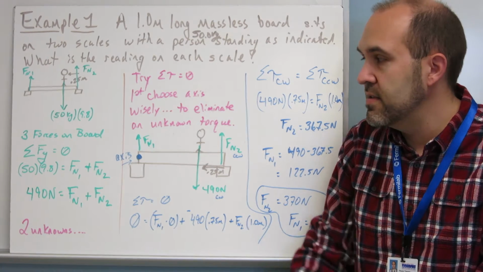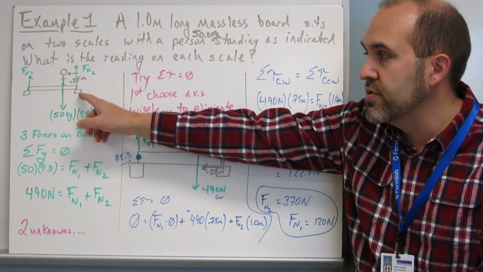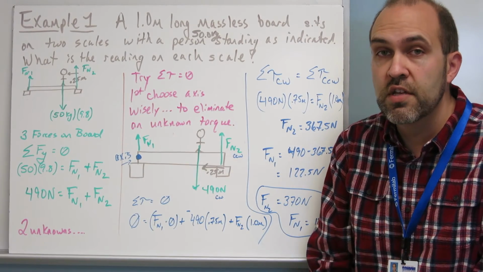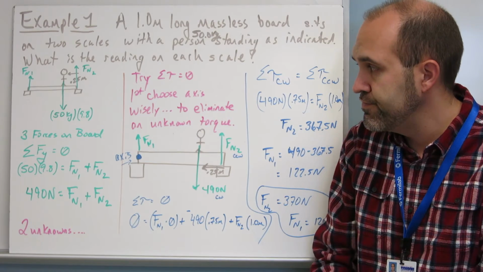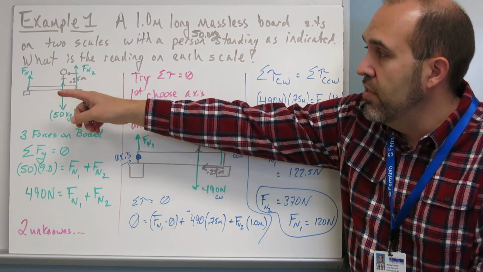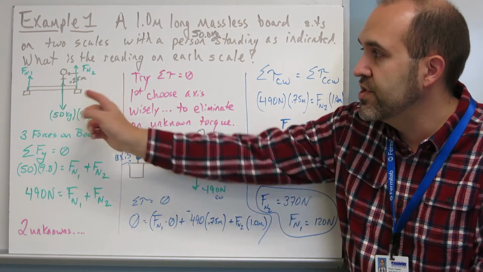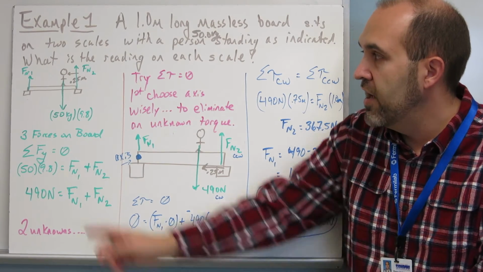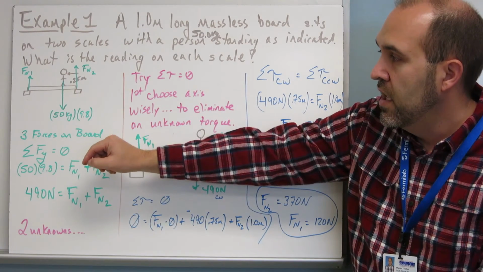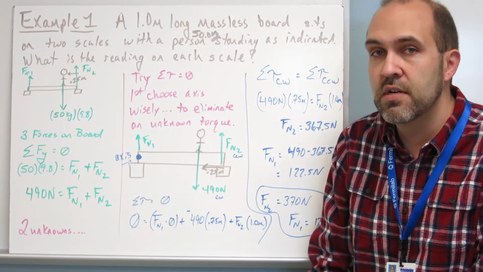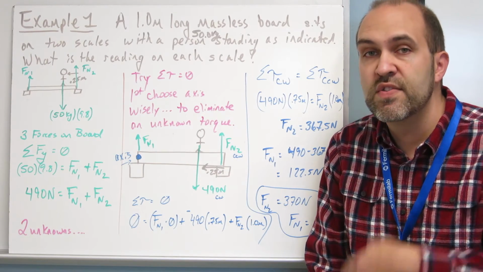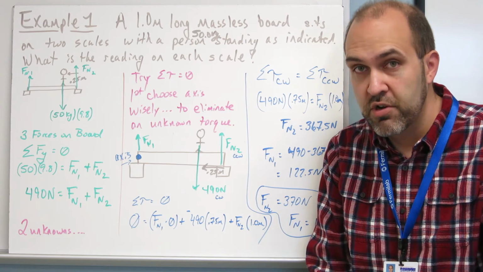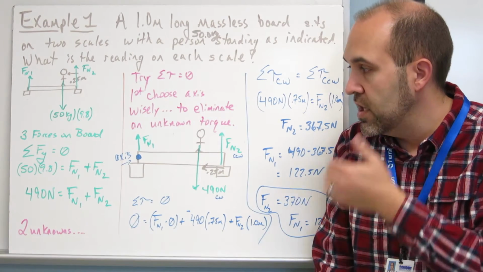Now you might guess that the scale reading on the scale that the person is closer to will be larger, and that is true. And we want to be able to calculate exactly how much larger. So what I've done is I've drawn the forces on the board. There's a force from each scale, a normal force, Fn1 and Fn2, and then also the person has weight that pushes the board down. And so there are 3 forces on the board, and we know that the sum of those 3 forces is 0, because that board is not accelerating vertically.